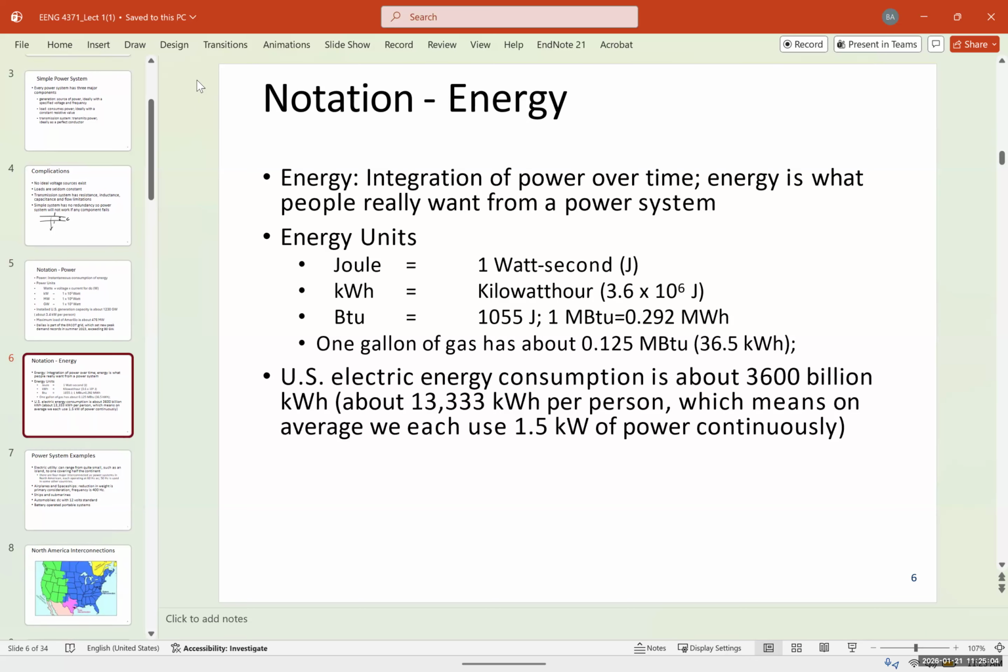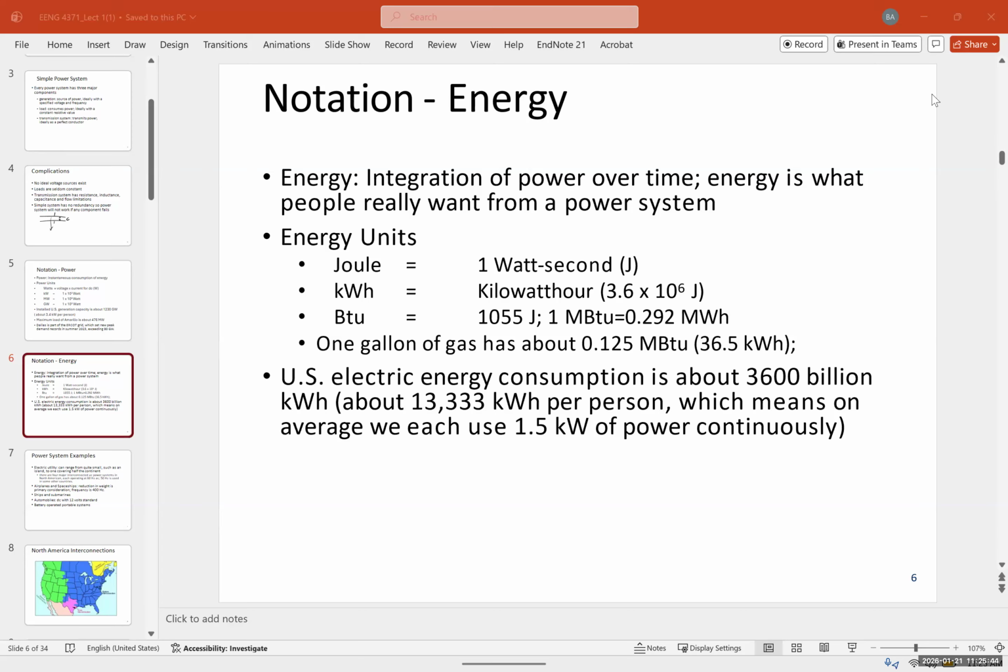Now, power is different from energy. Energy is the integration of power over time, and energy is what people really want from a power system. So it's the amount of power that you use, usually per hour. Energy units are the joule, which is 1 watt-second, and then we have the kilowatt hour, which is the main one that we use. 1 kilowatt hour is 3.6 times 10 to the power of 6 joules. Another unit is the BTU, which is 1055 joules.